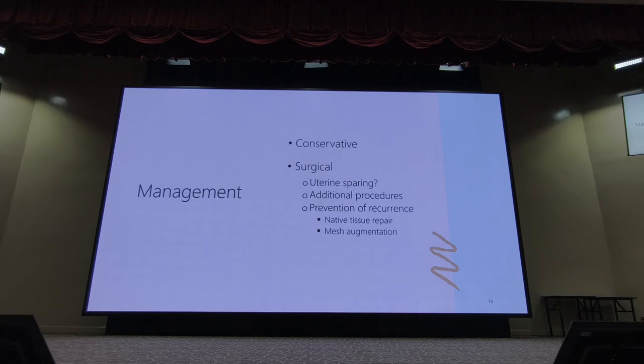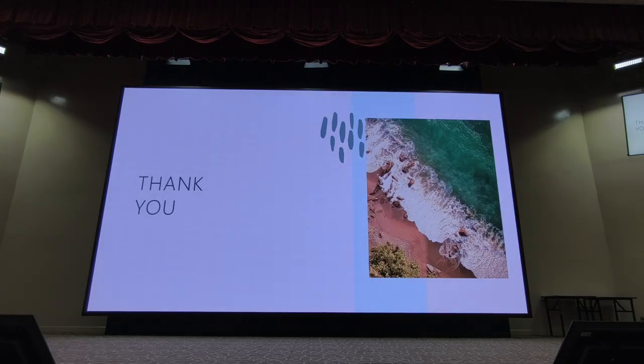Especially if you are dealing with a stage 3 or stage 4 prolapse, you need to have a plan of how to prevent recurrence. Am I going to do a native tissue repair? For example, a sacrospinous fixation, a macrocolpoplasty, or why am I not using a mesh? That's all, thank you. That's why I said, no need to copy anything. Any question?